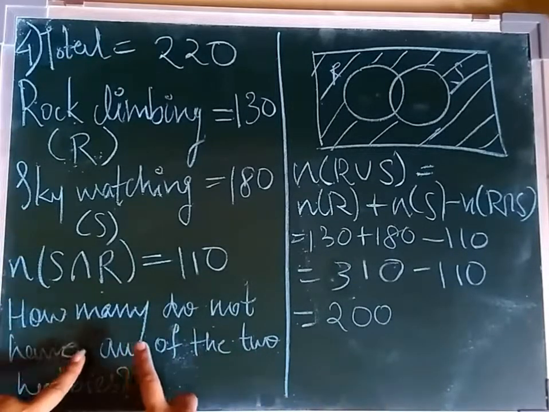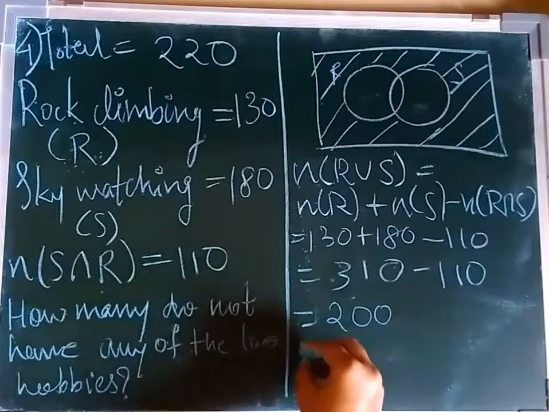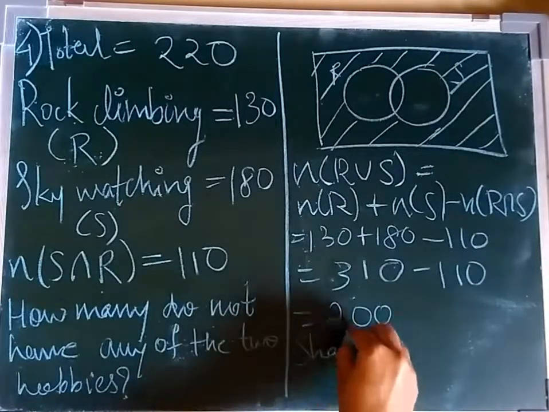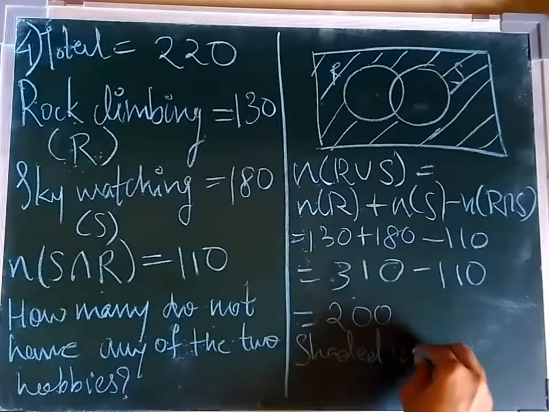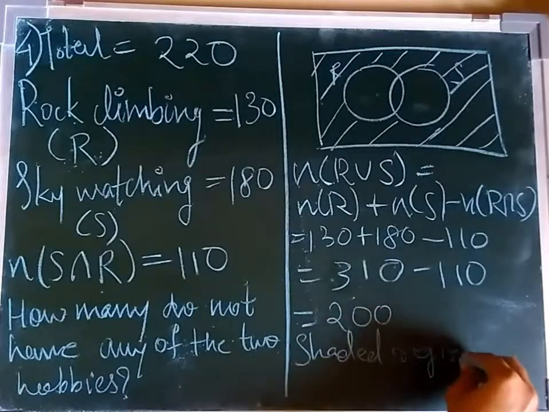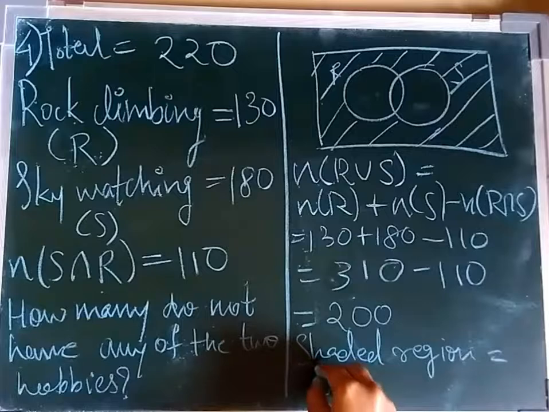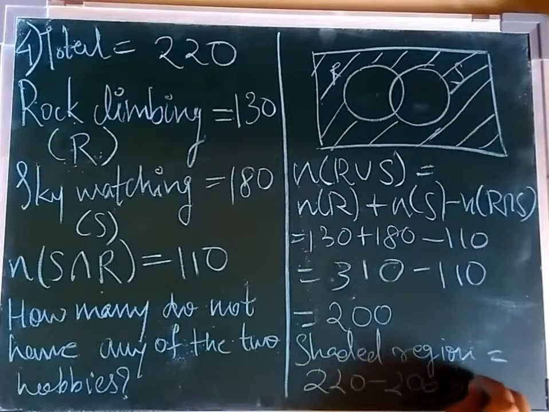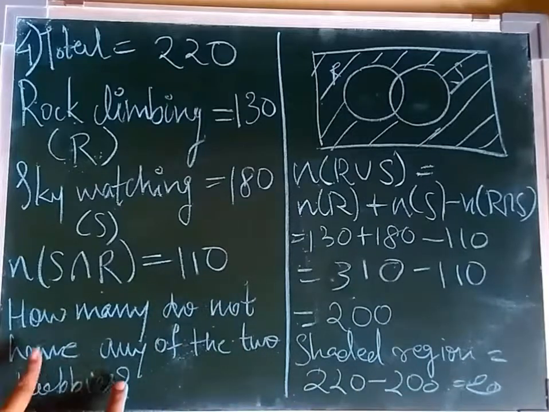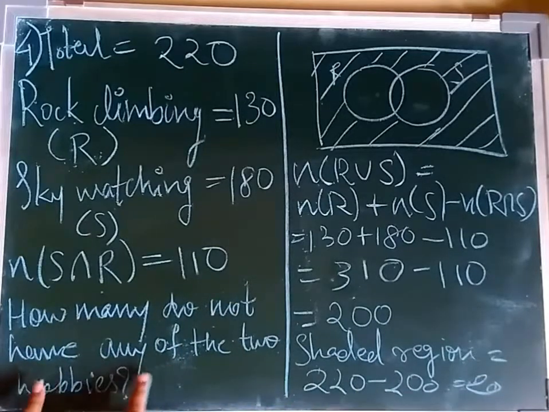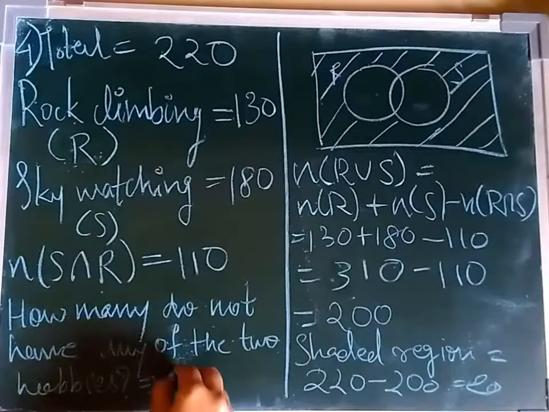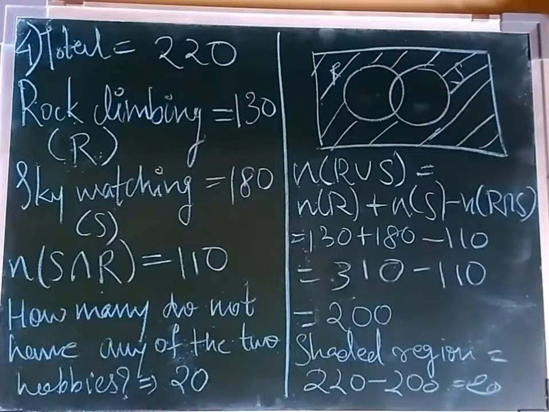Now we need to find who do not have any of the 2 hobbies. So we will subtract, that is, we need to find that shaded region. Shaded region is equal to 220 minus 200, that is equal to 20. So how many students do not have any of the 2 hobbies? The number of students who do not have any of the 2 hobbies is 20.